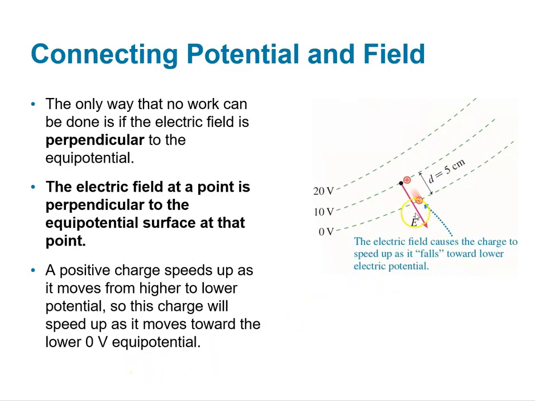All right, so it says the electric field causes a charge to speed up as it falls toward a lower potential. So if the electric field was working on this charge, it wants to go from higher to lower. And as it does so, it's going to lose potential energy, and therefore its speed will increase. If you go in the opposite direction, it'll gain potential energy and its speed will decrease.